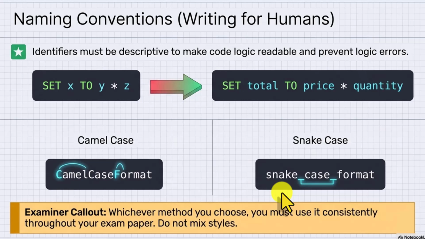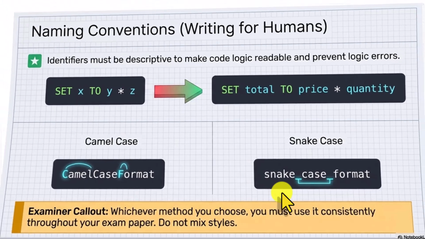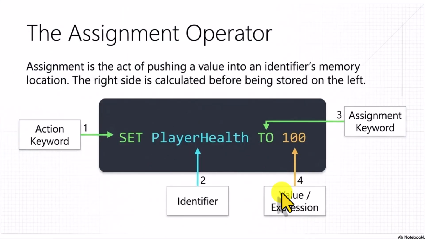And there is another convention for constants, and that is constant names are better written in all capitals, so all programmers understand that this is a constant. Then after that, we have the assignment operator. The assignment operator is simply pushing a value inside a variable or inside a constant. That is called assigning values. In programming languages we use an equal sign, but in pseudocode we use this syntax: set, then the variable name or the identifier, to, then the value. So as a result of this, 100 will be stored inside player health.